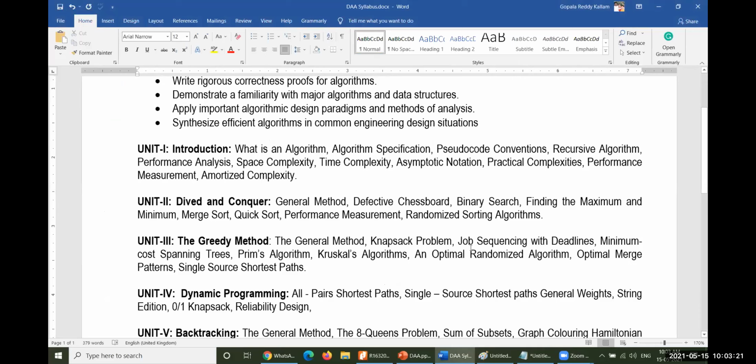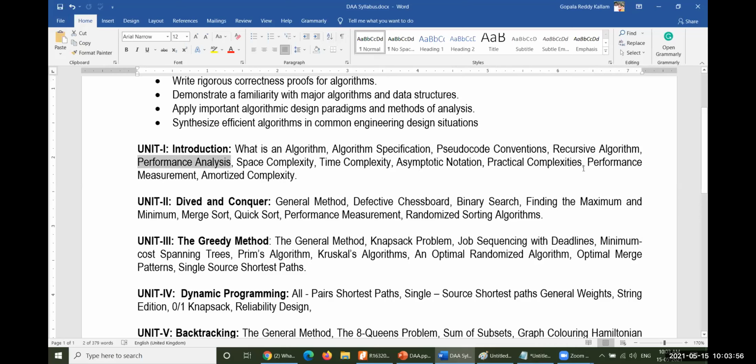So far we have completed the time complexity, asymptotic notation, and the practical complexities. Already we have taken examples for order of growth of functions. Some examples were also given on how log base 2 n is considered, and how linear and polynomial can be taken. Everything has been given to you in the previous classes. Performance analysis has also been taken into consideration.